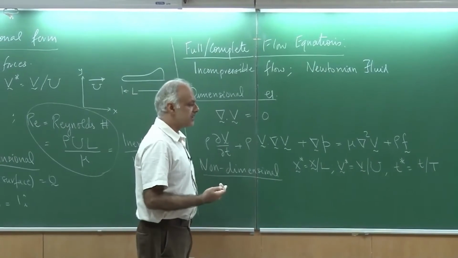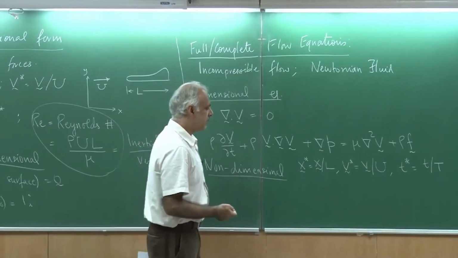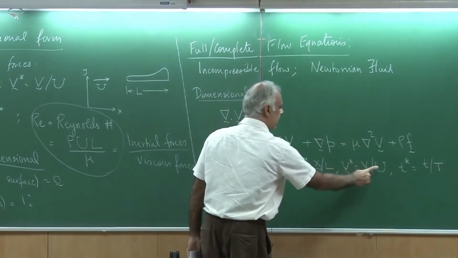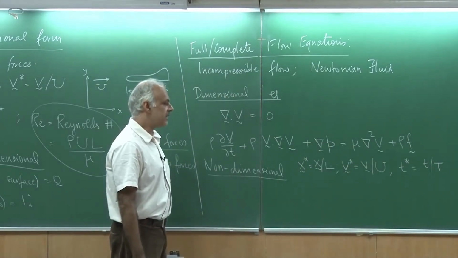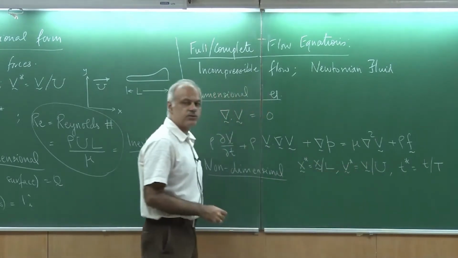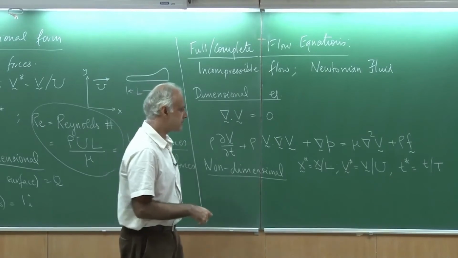We could choose either t to be an independent quantity, or sometimes people try to get a time scale out of the length scale and the velocity scale. So if I did L by capital U, then that would actually give me a time scale. Okay, so one could do that also.